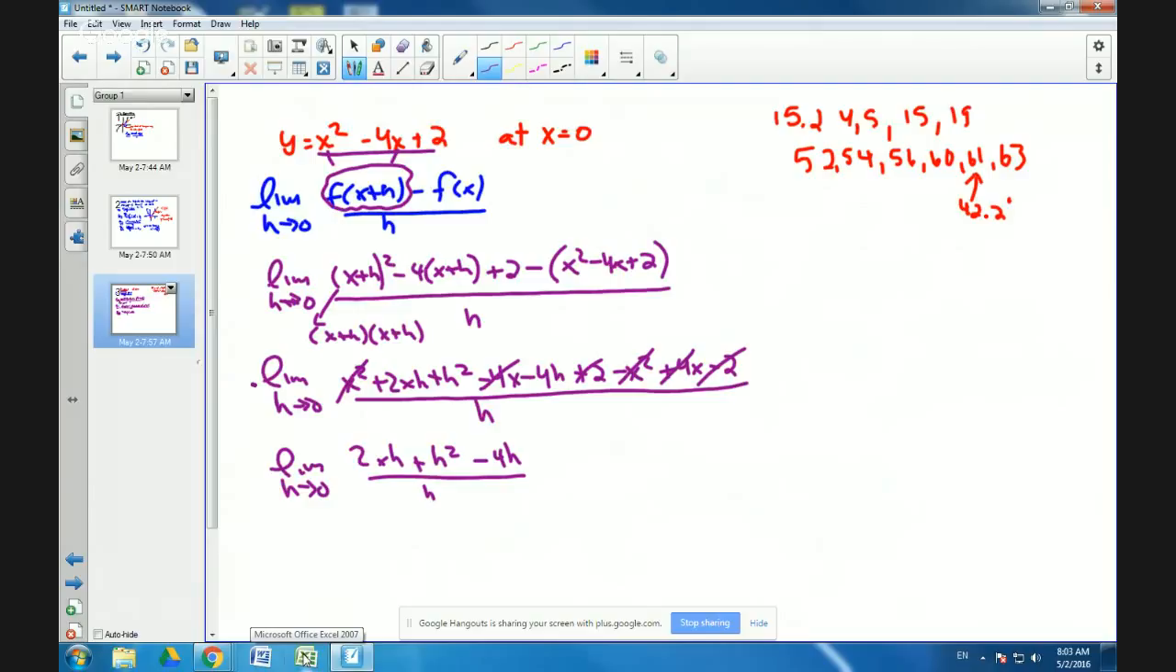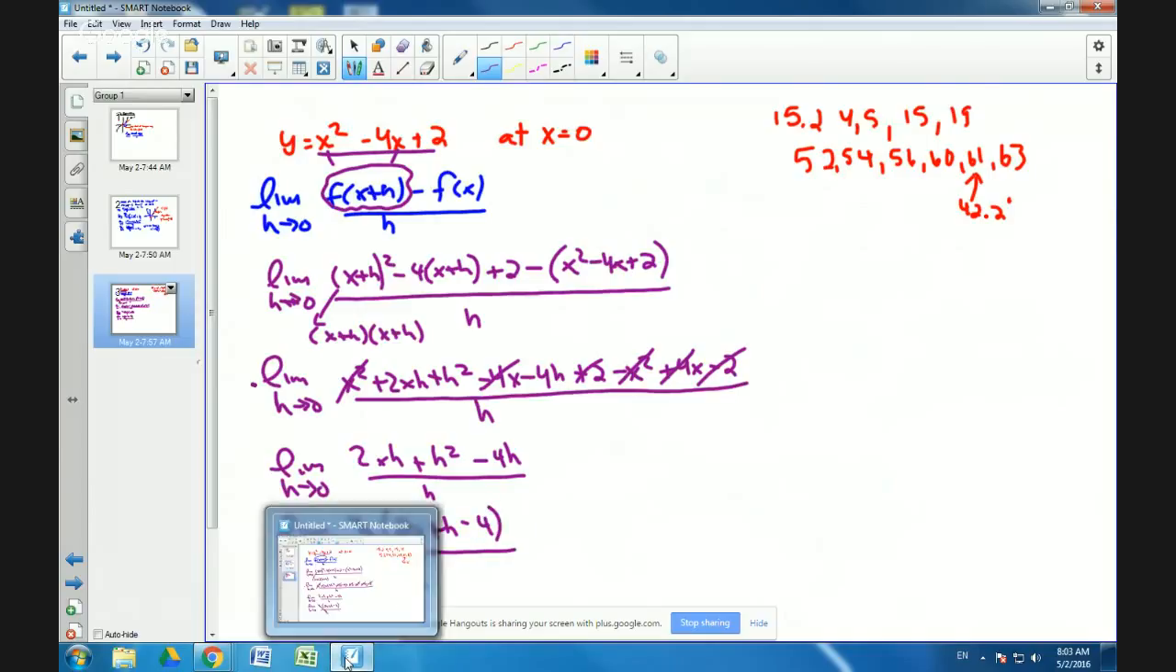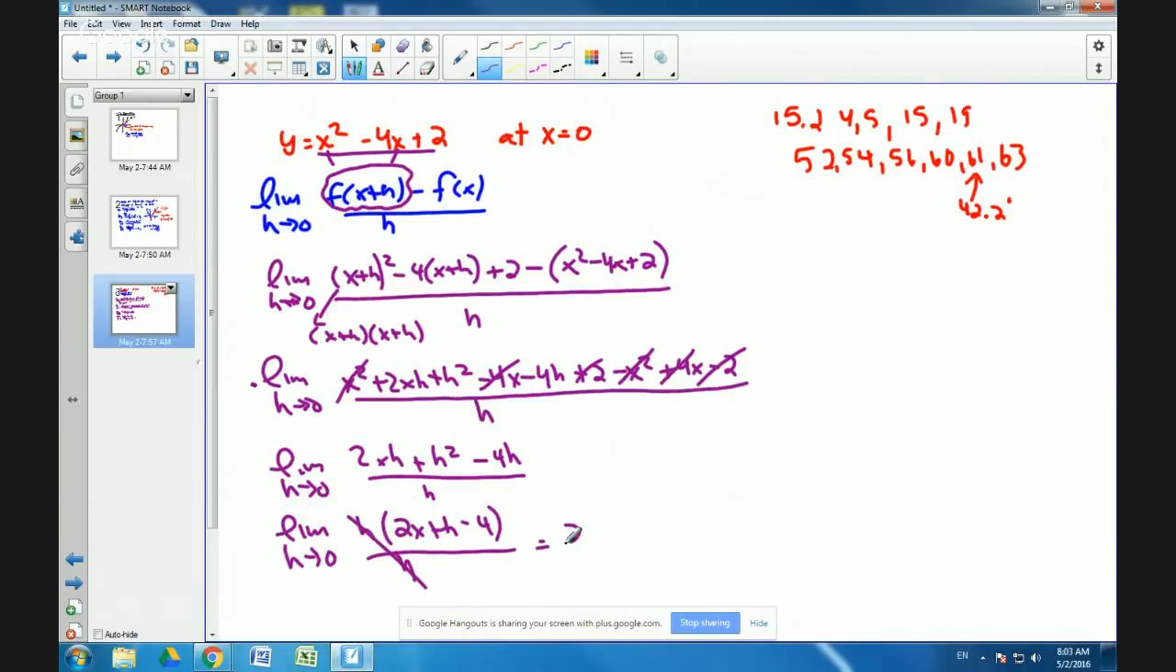Factor out the h, and you have to do this. So there. And we get 2x minus 4 as h goes to 0.